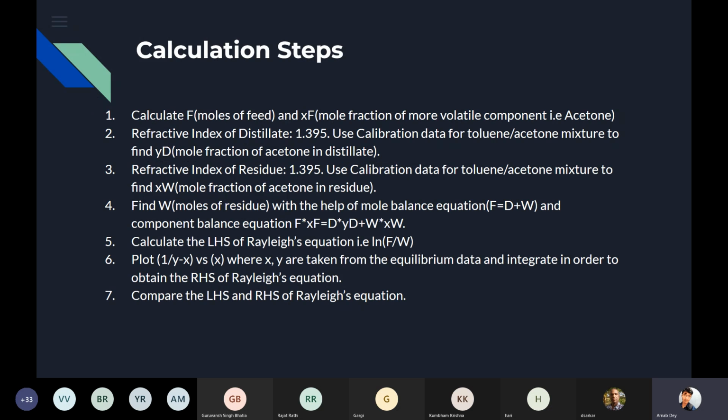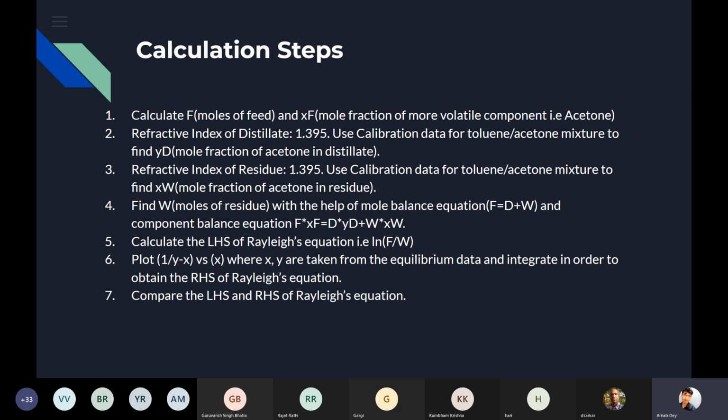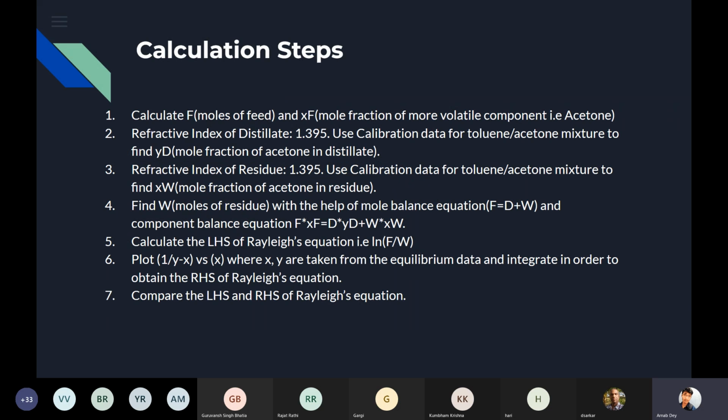So now coming to the calculation. We have provided you with the feed conditions, that is 400 ml acetone and 200 ml toluene. Since we know the feed conditions and also the densities, which I've also provided, using these two things you can easily determine the moles of feed and the mole fraction of the more volatile component, that is acetone, that is XF.